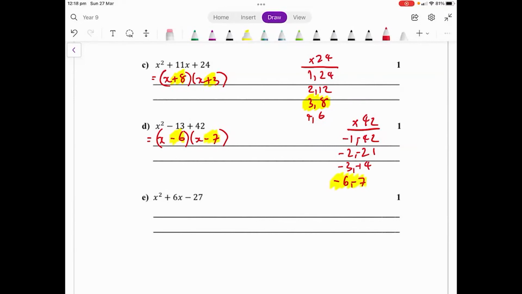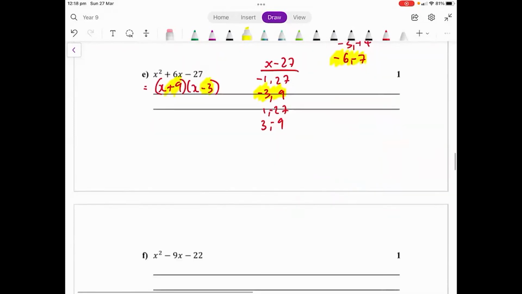For question E, I need two numbers that multiply to give negative 27, but add to give 6. That's x plus 9 and x minus 3. This time, if I write out my factors of negative 27, I have 1 and 27, 3 and 9. Either the first number's negative or the second number's negative, so I write it out both ways, and then I look at which combination works.